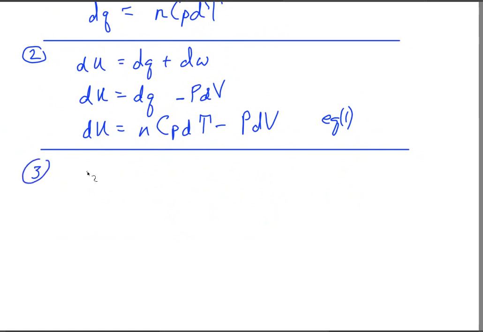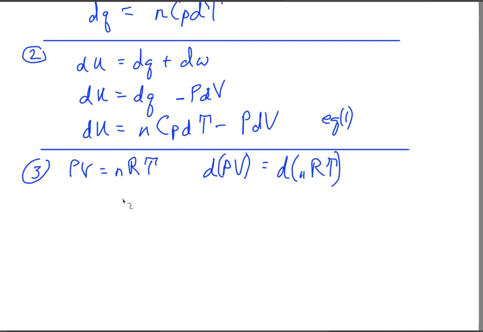All right, for step 3, we are going to introduce the gas law. We're going to use PV equals nRT. We're going to take a derivative of both sides, so we'll have d(PV) is equal to the derivative of nRT. And we can do that at constant pressure. That becomes PdV equals n is a constant, R is a constant, and dT. And we can substitute this back into equation 1 for PdV.